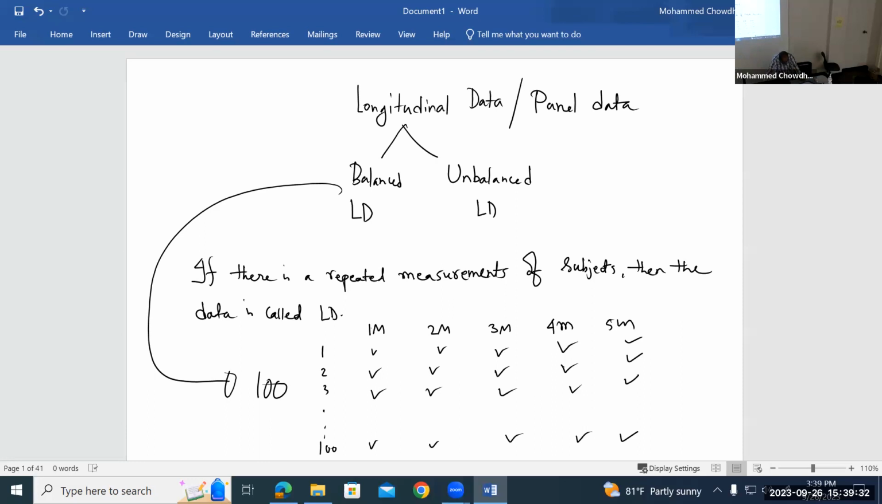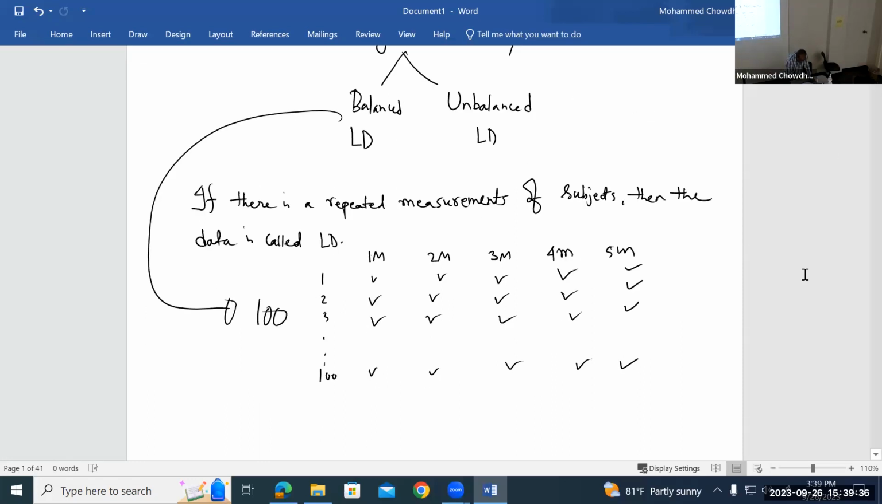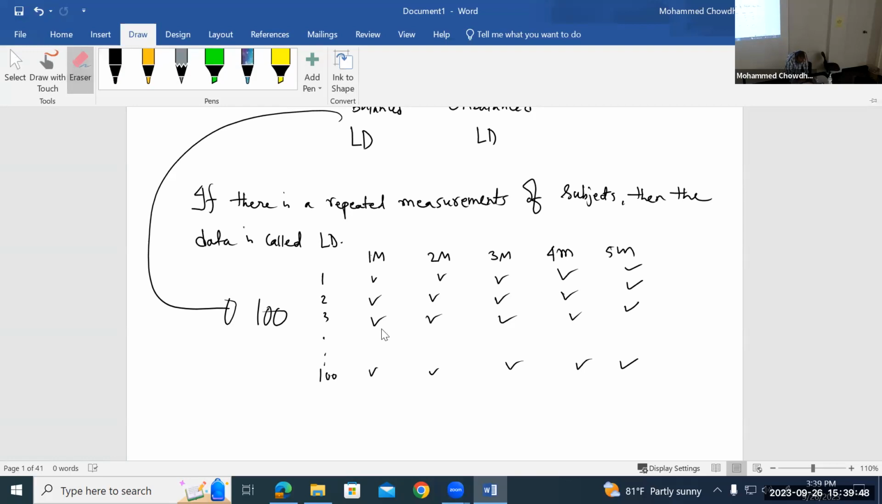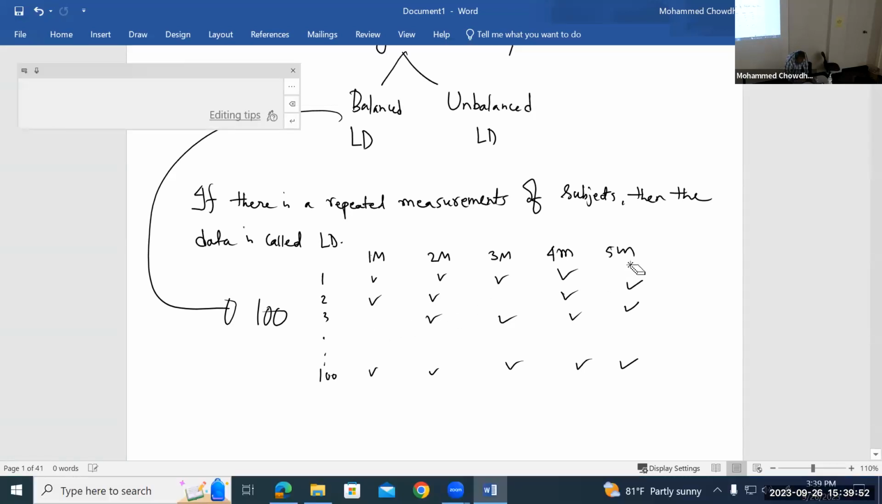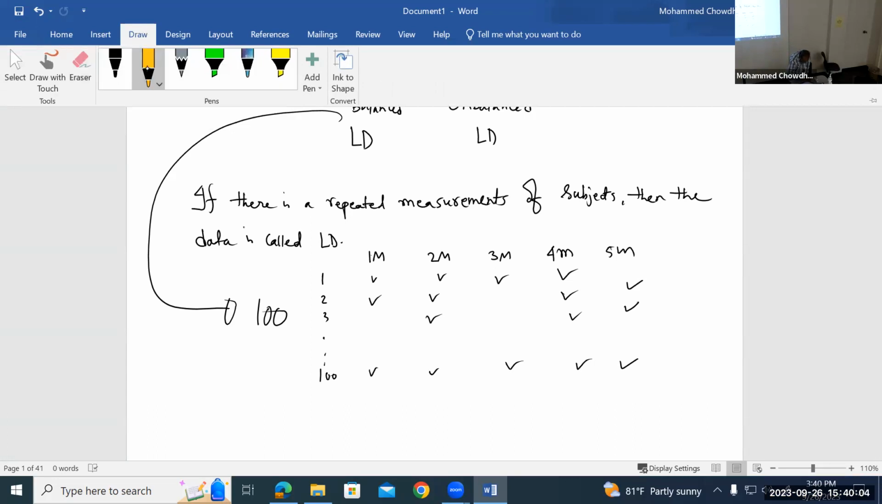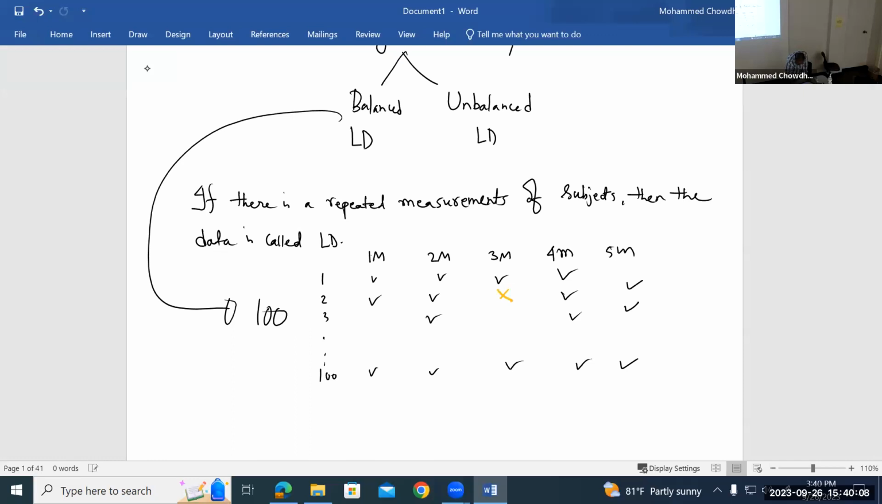On the other hand, if the data does not have the same number of measurements, for example, this measurement is missing, that measurement is missing, but that one is present. In this case, the second person has a third measurement missing, the third person has the first measurement and third measurement missing, and the first person has the fifth measurement missing. So that means some persons have 4 measurements, some subjects have 3 measurements, some subjects have 5 measurements. This type of data is called unbalanced longitudinal data.